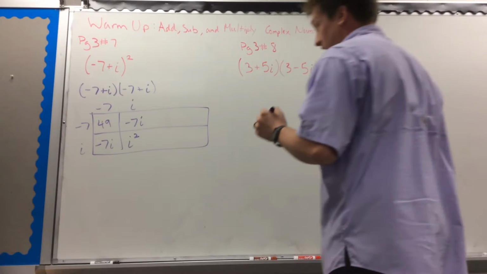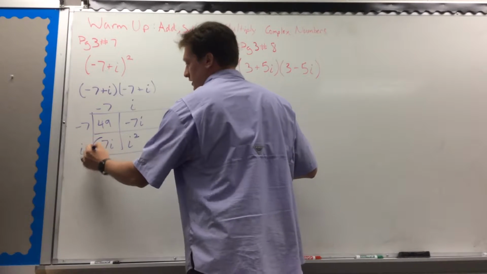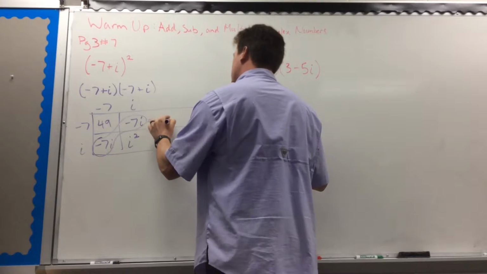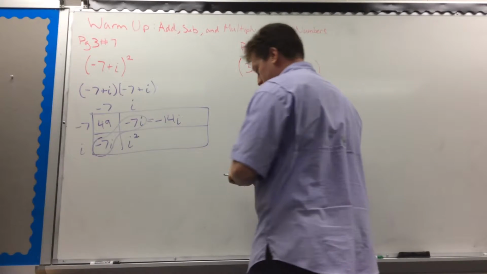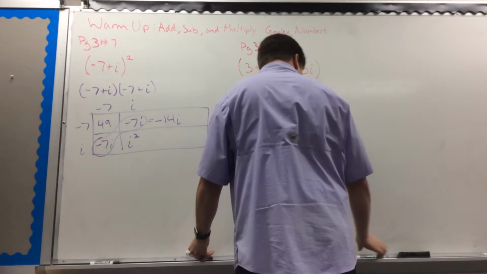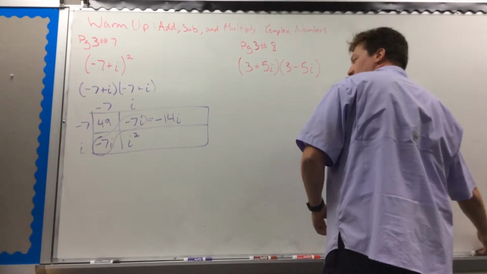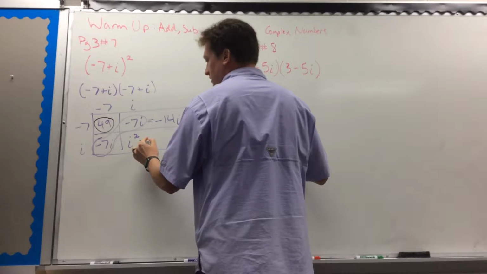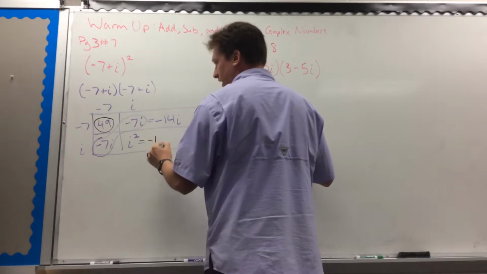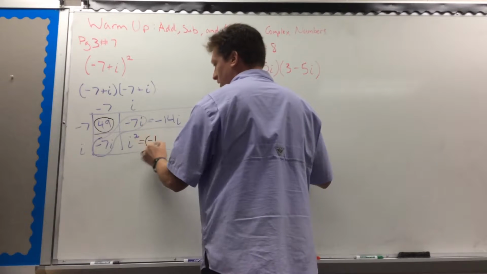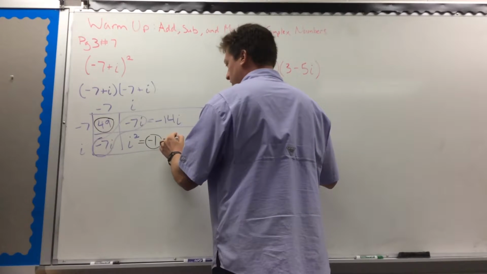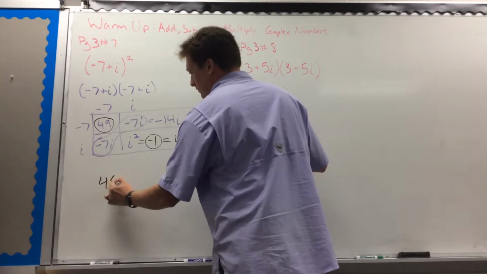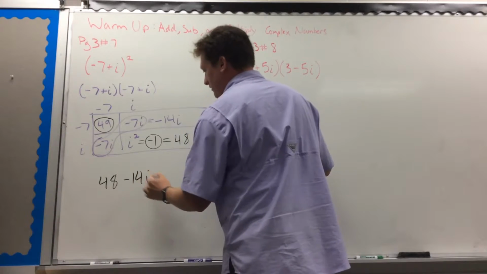The next thing I've got to do is combine my like terms. So I have -7i combined with -7i. That's going to give me -14i. It's going to be part of my final answer. Then I have the second set of like terms, which is going to be 49 and then i squared, which comes out to -1. So 49 minus 1 is going to give me 48. So my final answer as a complex number is going to be 48 minus 14i.